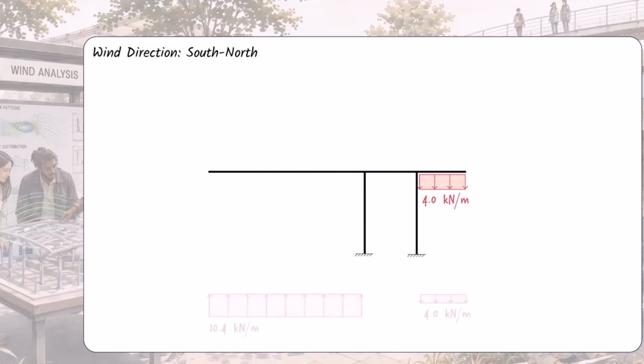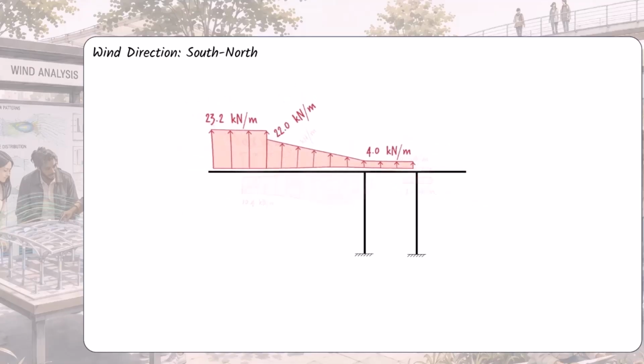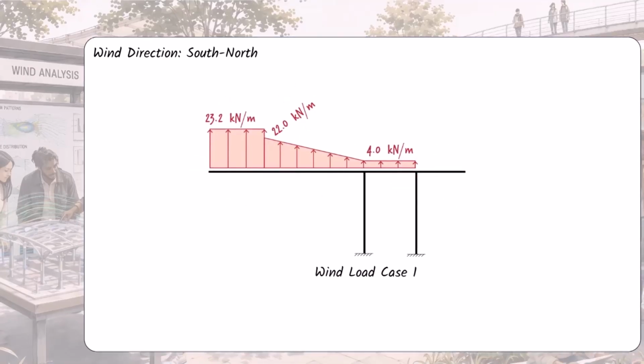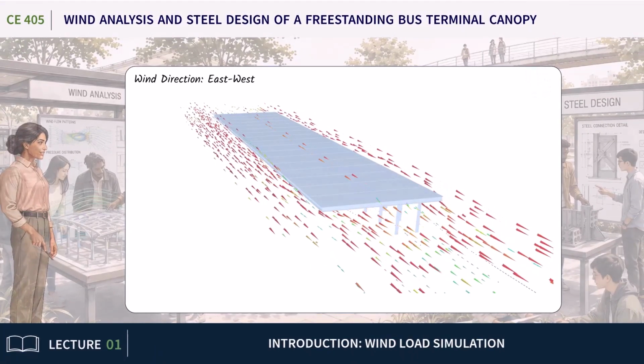Combining these gives us the total distributed load on the frame for this wind direction. Let's call it wind load case 1. Next, let's look at the east to west wind direction.